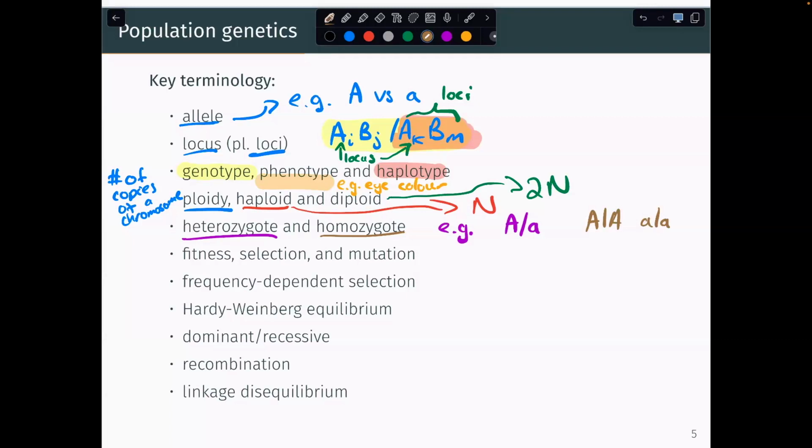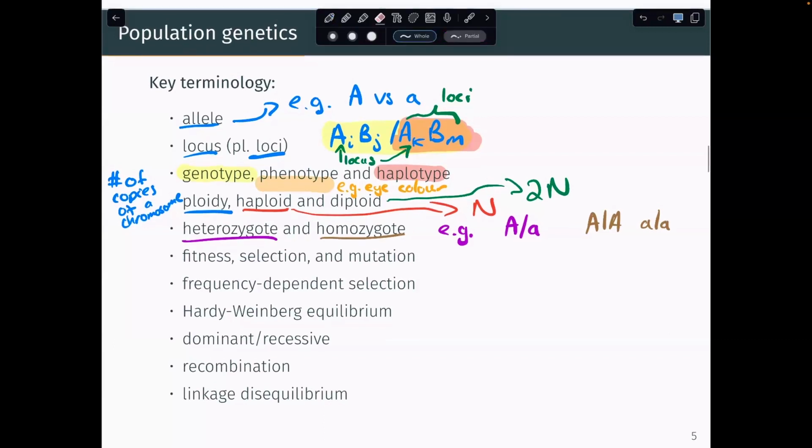The heterozygote homozygote distinction is important when it comes to things like fitness, especially because we might have cases where heterozygotes are more fit or less fit than homozygotes. And that can affect how quickly alleles spread in a population. It can also tell us something about the maintenance potentially of disadvantageous alleles in a population.